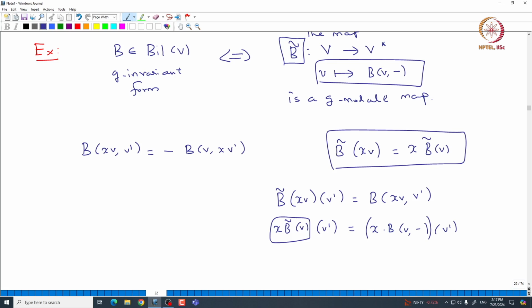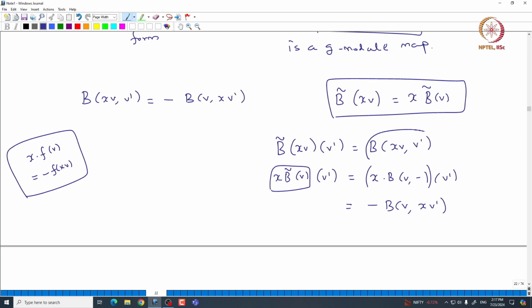Because B tilde of v is B(v, ·). So, that is what it means. Now if you think about it, x dot f of v is defined to be minus f of x v. This is how we define the action of G on the dual. So that means this is exactly equal to minus B(v, x v'). So you are demanding that B(x v, v') is the same as minus B(v, x v').